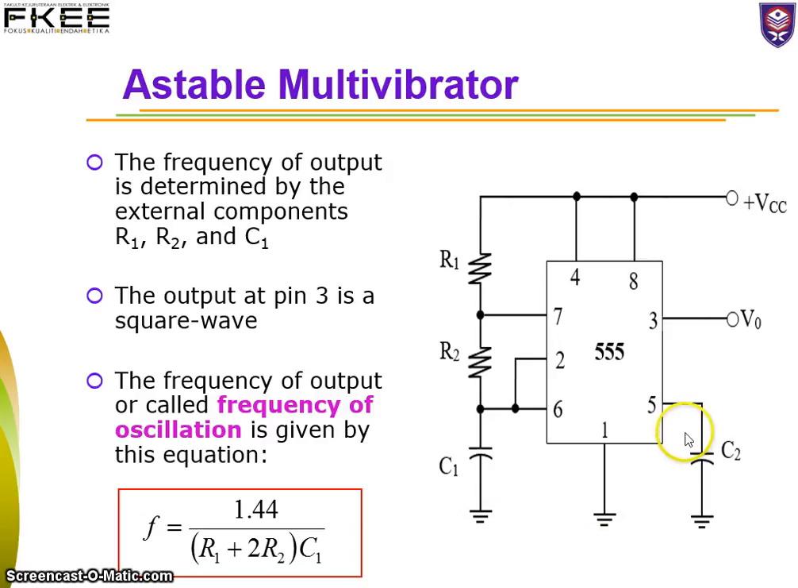We have another capacitor over here, C2, which is connected to the control input. For an astable multivibrator, this capacitor will be grounded. Your output is at pin 3, which is a square wave. Pin 4 and pin 8 will be connected to the power supply VCC. Pin 6 and 2 are connected to the capacitor C1 and R2. Pin 7, the discharge pin, is between R1 and R2, and pin 1 is ground.